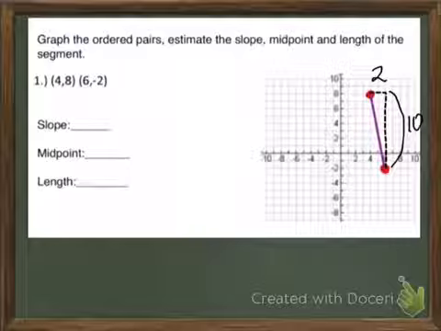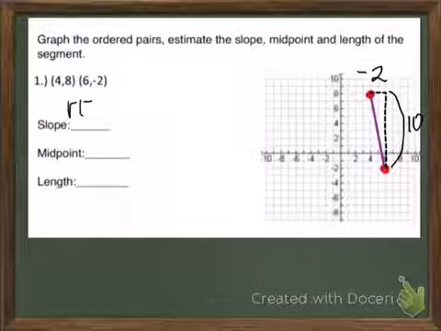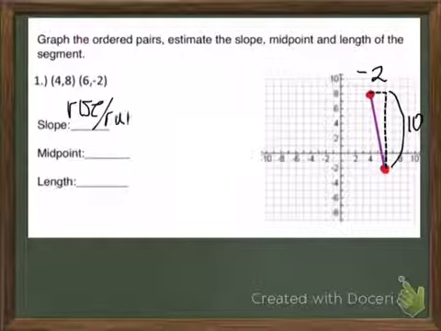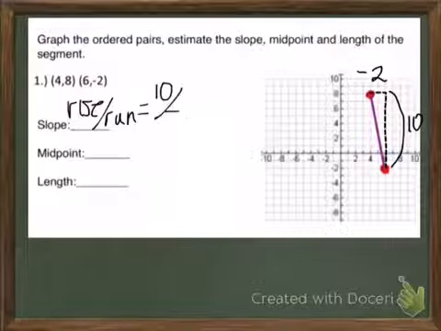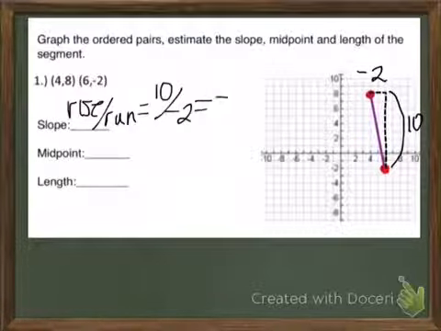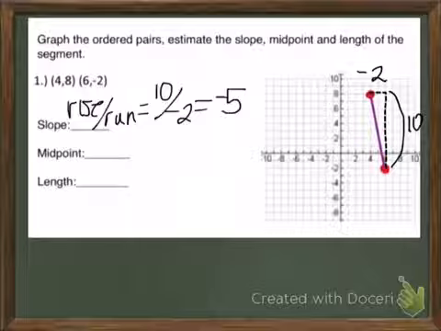So notice we went -2. So our slope would be rise over run, which equals rise is 10 and my run is -2. So my slope would be equal to -5.